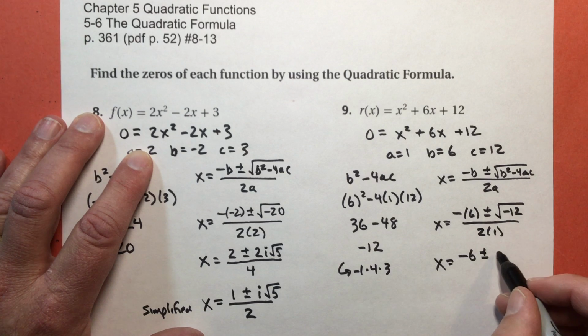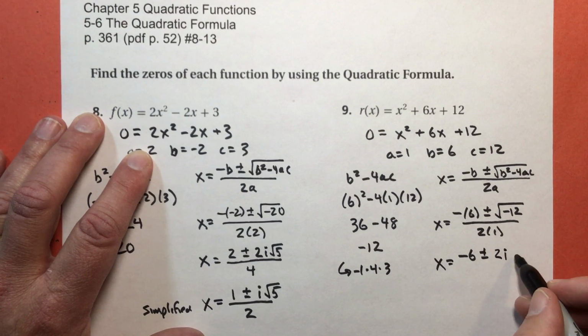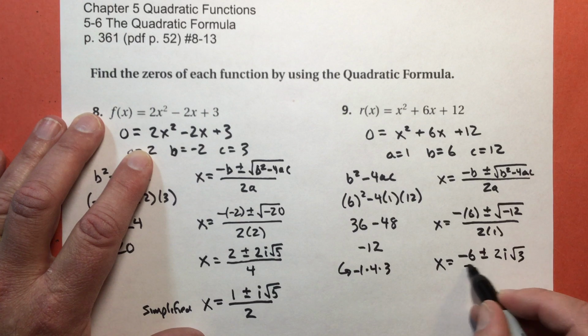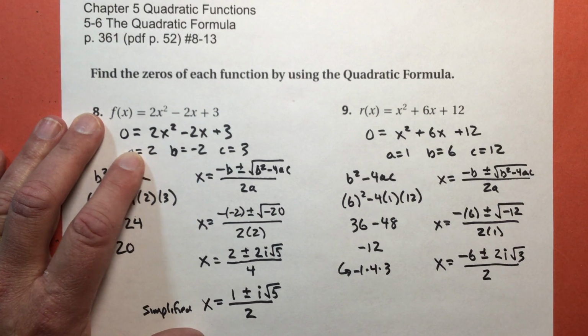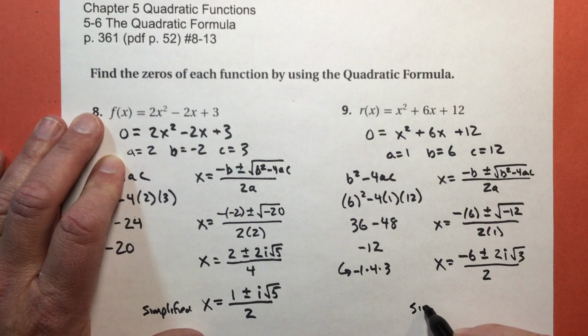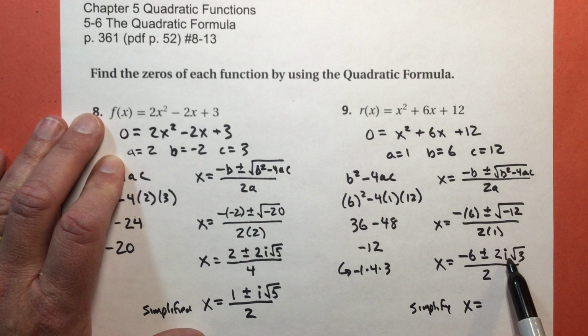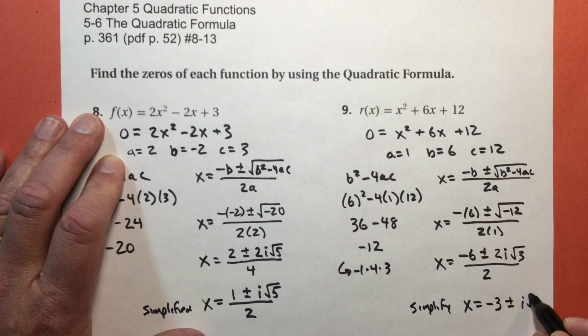Square root of 4 is 2. Square root of negative 1 is i, and then I get the square root of 3. And 2 times 1 equals 2. Now I need to simplify. This is 2 times 3, this is 2 times i times square root of 3, and this is 2 times 1. So everything gets divided by 2. So I get negative 3 plus or minus i times the square root of 3.